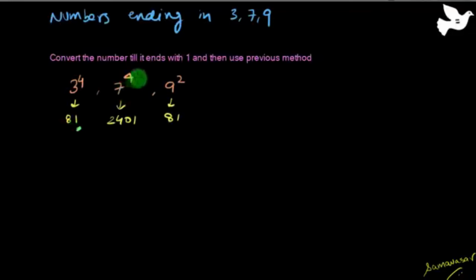Similarly, 7 raised to the power 4 is 2401, again ends in 1, and 9 raised to the power 2 is 81, ending in 1. So I'll be showing this to you in examples, but basically you need to remember at least this much. Whenever you have 3, 7 and 9, you need to remember 3 raised to the power 4, 7 raised to the power 4 and 9 raised to the power 2 give you units digit ending in 1. You don't even need to remember these entire numbers. So how do we use this?